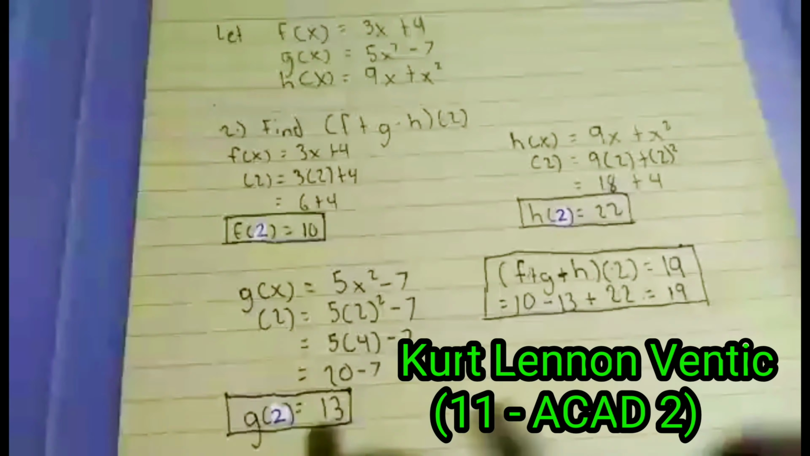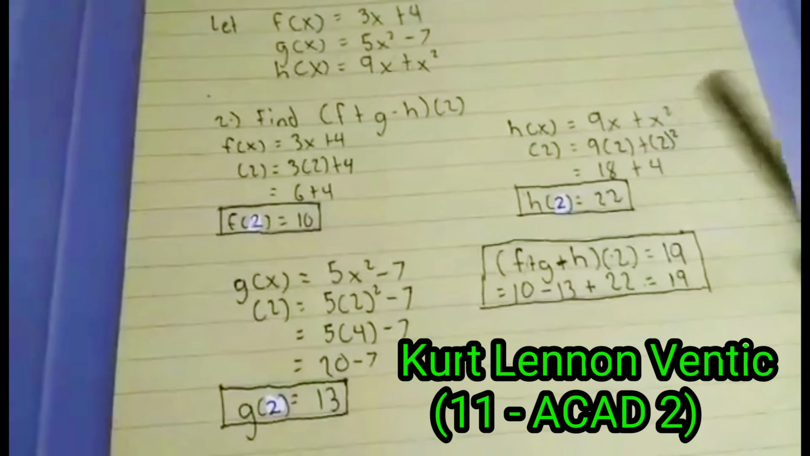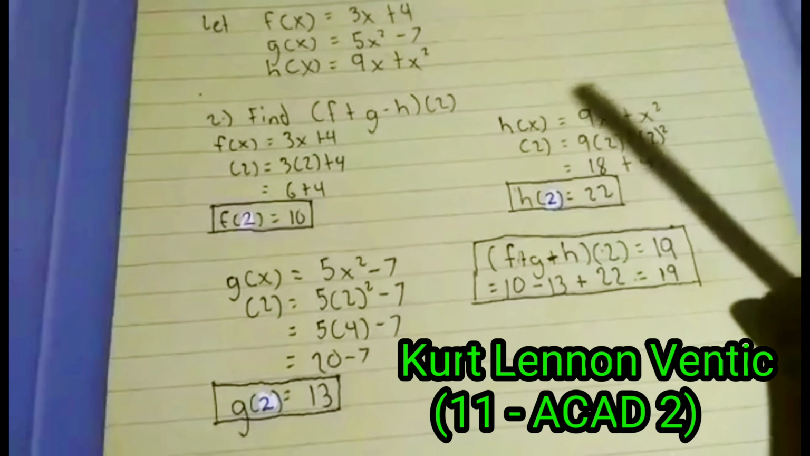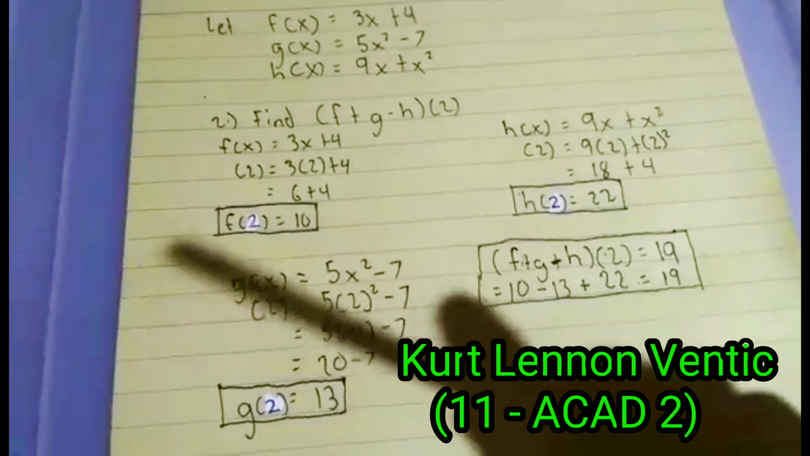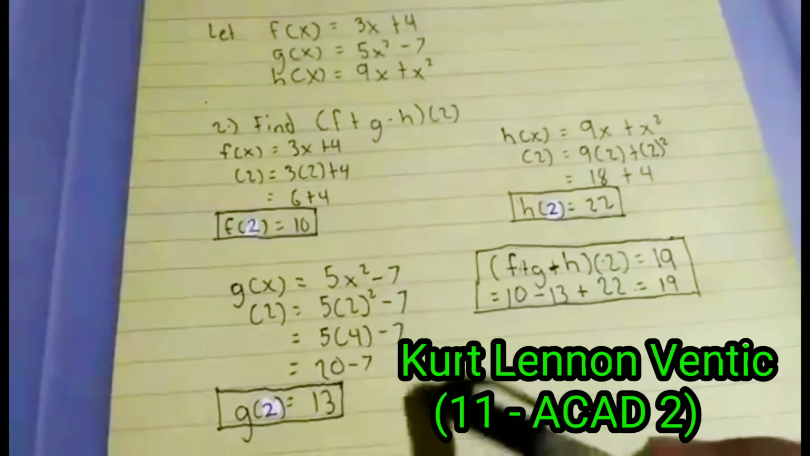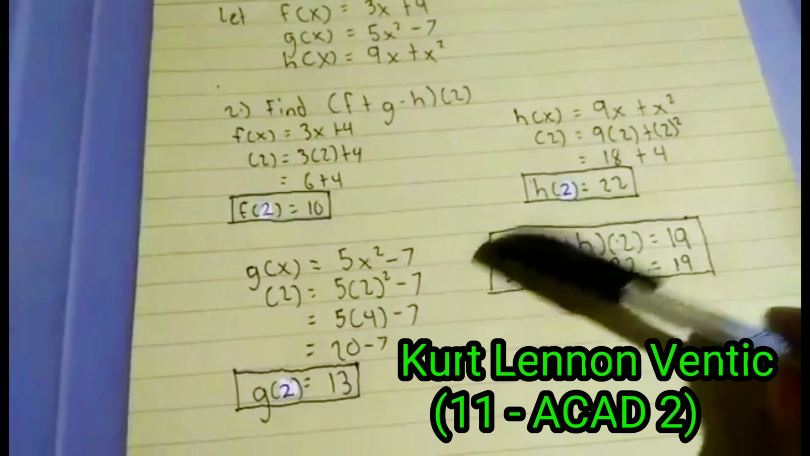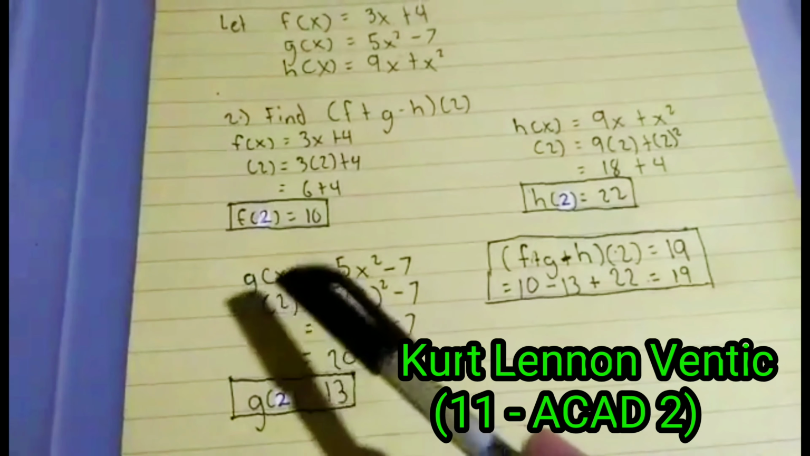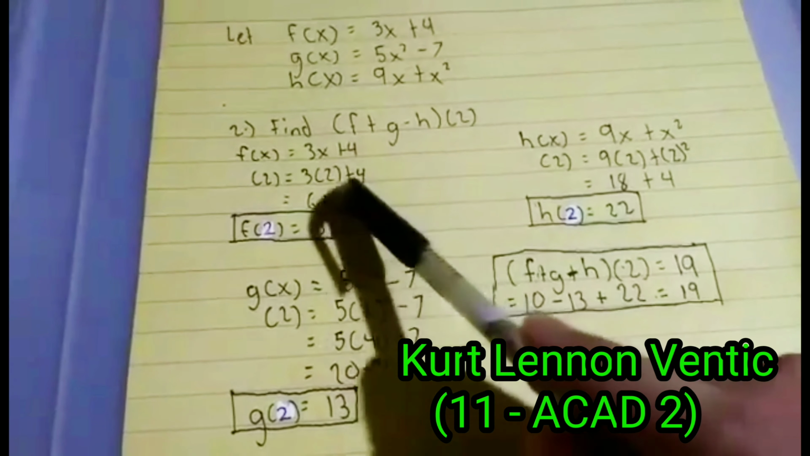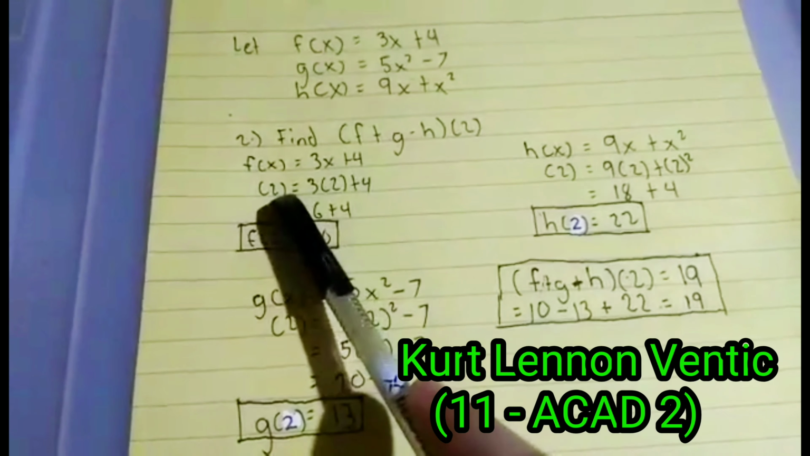Let's solve the problem. So, problem number 2. Find f plus g minus h of 2. So, this is my way to solve the problem. I will start with f of x. f of x is equal to 3x plus 4. So, I change the value of x to 2.